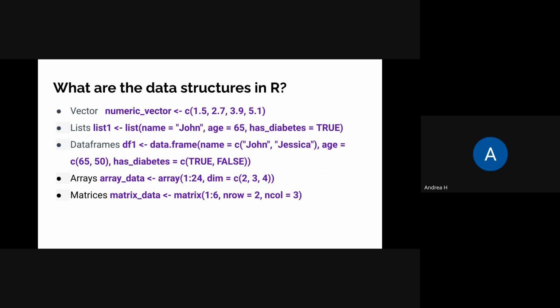You can also have a data frame. A data frame is a two-dimensional tabular structure similar to a matrix, but it can also store columns of different data types. And we have an array here, which is a multi-dimensional extension of a matrix. It can have more than 2 dimensions. And then we have matrices, which I have here, which is an array with rows and columns, and all elements of a matrix must be of the same data type.